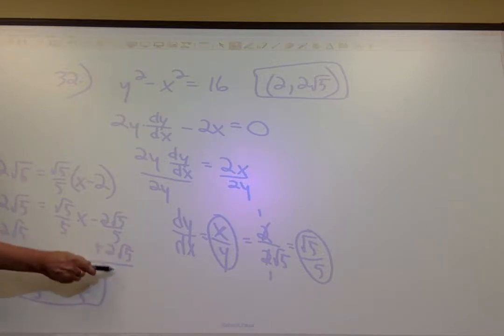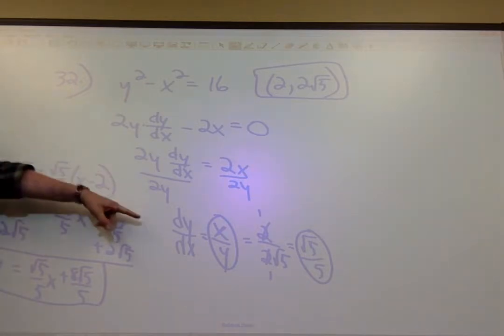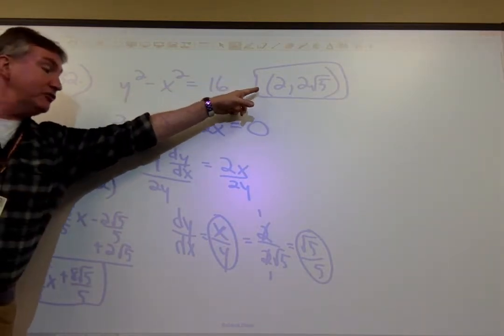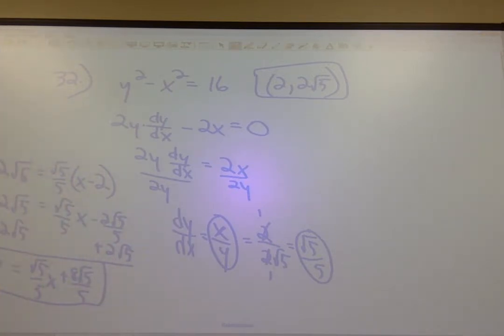This becomes 10 fifths, which is 2, with a common denominator of 5. 10 minus 2 is 8. Not a pretty answer, but that would be fine. That's the same thing we were doing, right? We would find the derivative, we would plug in, usually just the x value, but this time we had to plug in the x and the y. And we got our slope of the tangent, and we wrote the equation. That's okay, right? Okay.